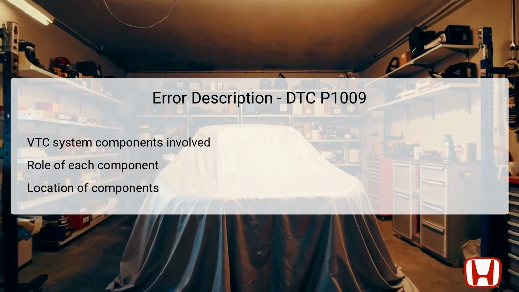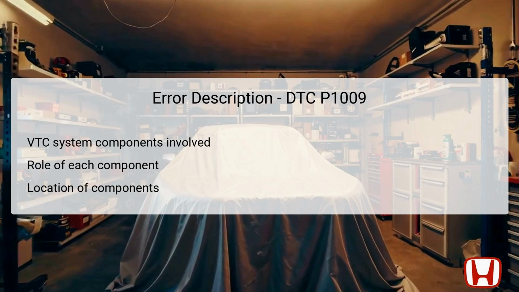The VTC strainer is also part of this system and is located in the oil passage. It filters the engine oil before it reaches the actuator. If the strainer becomes clogged, it can prevent adequate oil flow, resulting in a malfunction. Understanding the roles of these components is essential for diagnosing DTC P1009 effectively.